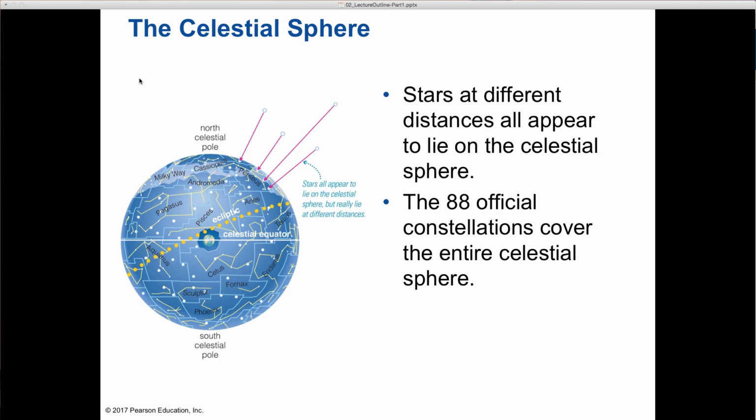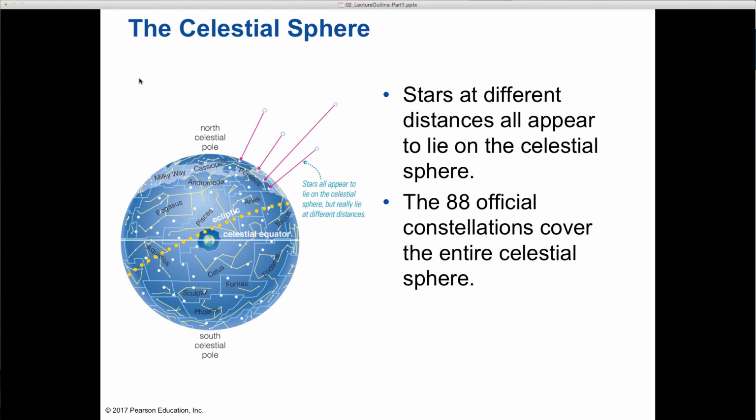Hi class, I wanted to go over a couple things with you in Chapter 2 here, and we'll go section by section. So this lecture is mainly on Section 1, and it talks about basically what you see out in the sky and a little bit about what the ancients used to think was going on in the sky, what these stars were and where they were located.